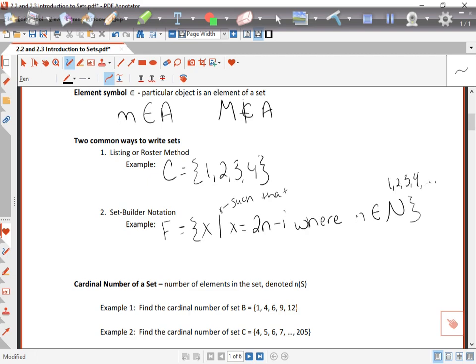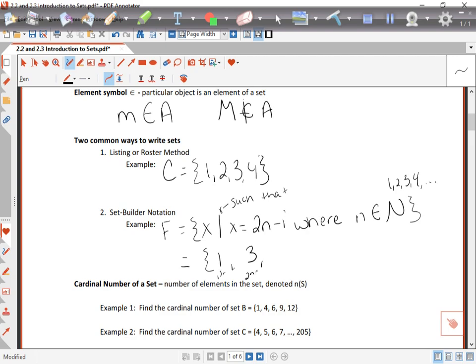When you have one of these, what you're going to do is find the listing method for it. And the way you do that is just like finding a sequence like we did in the last section. So 2n - 1 is the formula to find the sequence. The n is the counting numbers, 1, 2, 3, 4. So we plug in 1. 2 times 1 minus 1 is 1, the first. Then we plug in 2. 2 times 2 minus 1 is 3.